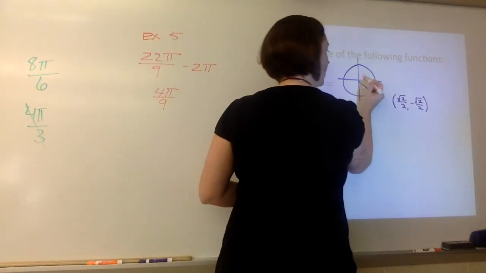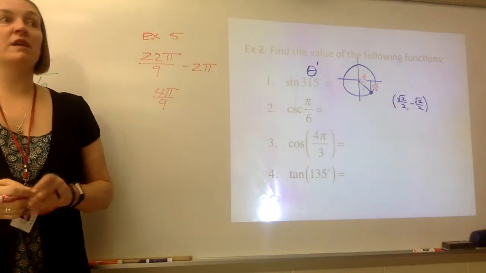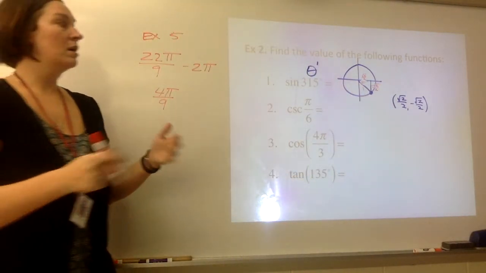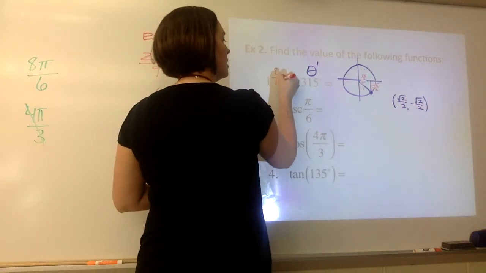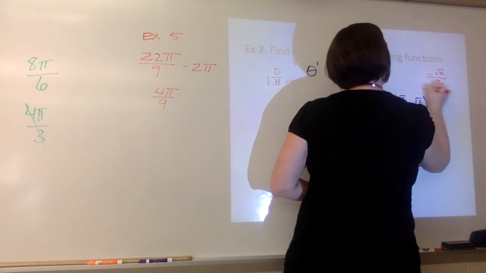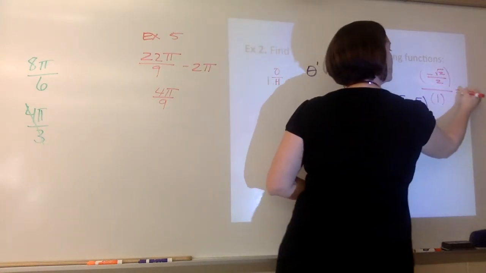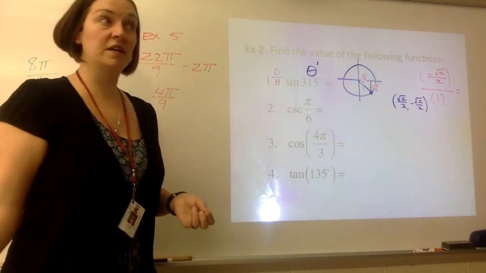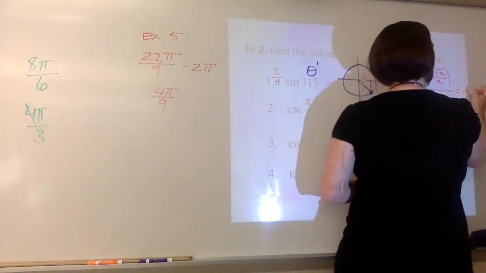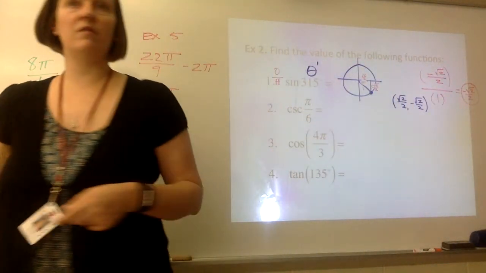I don't even care that it's 45. I know that this is theta prime. If I want sine, what ratio is that? What over what? O over h. So the opposite side is negative root 2 over 2. The hypotenuse is 1. So when I set up this superfraction, a fraction within a fraction, I reduce it and I get negative root 2 over 2 as my answer. That is the sine at 315 degrees.